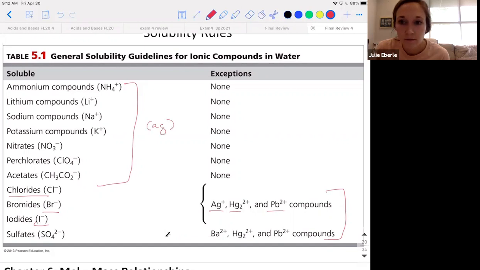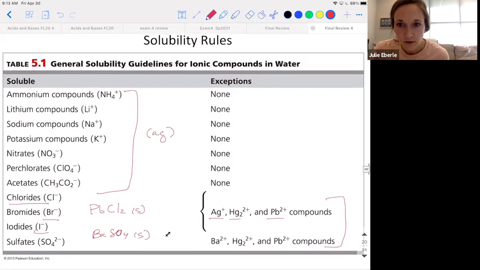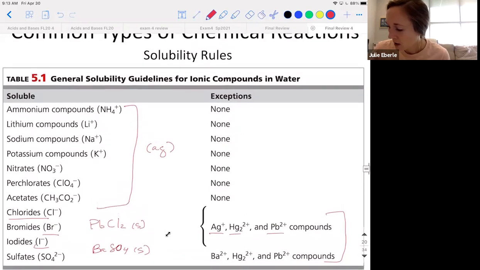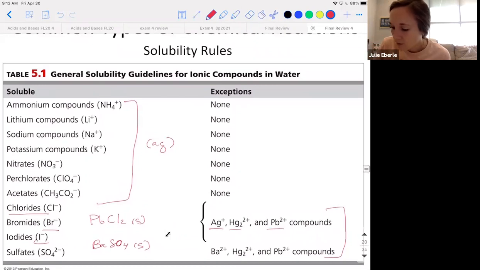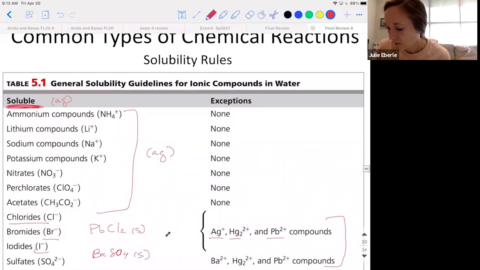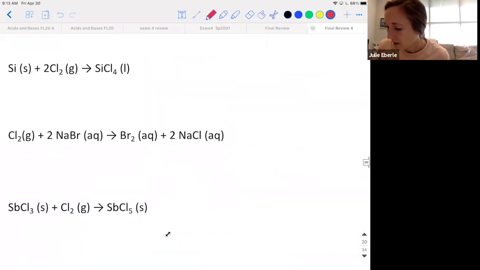No exceptions. But if you get something like PbCl2, then that is a precipitate. If you get something like BaSO4, that is a precipitate. And we write S there for the fact that it is now a solid. It's no longer aqueous. Okay, questions on how to use the solubility chart? Okay, remember, if it's in this list, it is soluble, it is aqueous, unless it's an exception. Okay, so let's go back up.